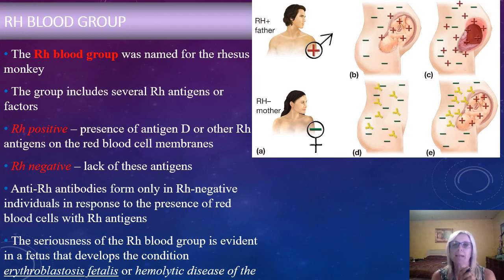And once those antibodies are in your system, and you can see these in this picture here, after the birth of the first child, once those antibodies are in your system, there's nothing we can do, okay? Those antibodies will then go in and attack the blood of the second fetus, which can be very, very bad. You can have a condition called erythroblastosis fetalis, or hemolytic disease, all right?